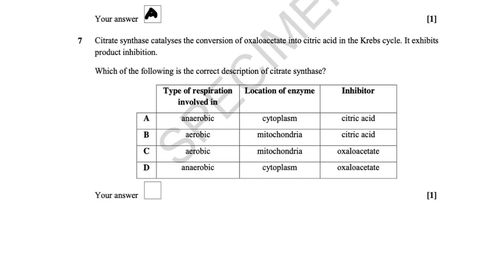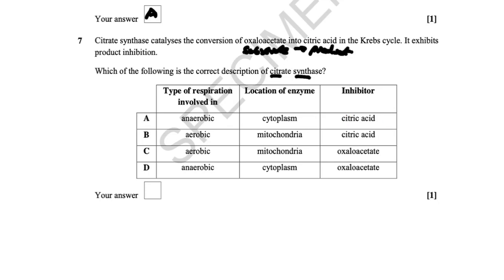You should remember that oxaloacetate will be the substrate, and it's being converted into citric acid, which is the product, and it exhibits end product inhibition. So which of the following is the correct description of citrate synthase? Well, for citrate synthase, the inhibitor is going to be the product, which is the citric acid, so this gives us A and B.